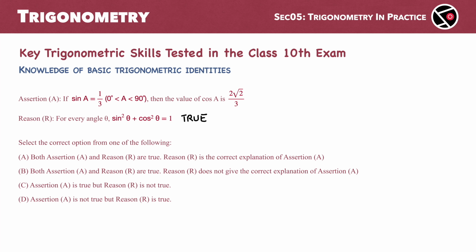Now moving to the assertion. We are given sin A equals 1 by 3 and we need to confirm the value of cos A. We again start with the identity, sin²A plus cos²A equals 1. Since sin A equals 1 by 3, sin²A will be 1 by 9.